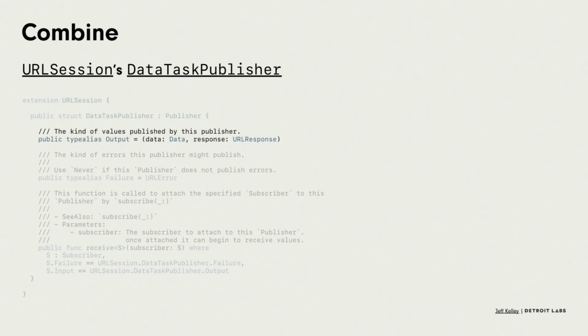So Swift is nice. I don't know if you were in Janie's talk before this one, but we can have tuples that return. We can show multiple values. Now the error here is going to be a URL error. So they've defined the scope of errors that might occur.